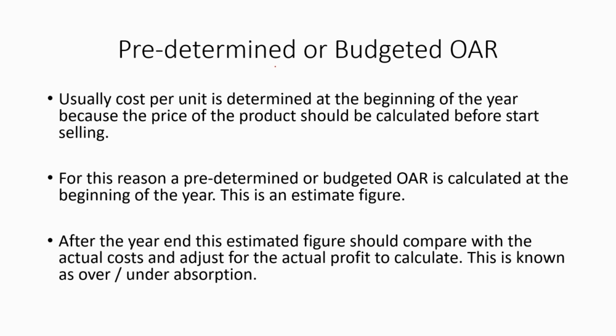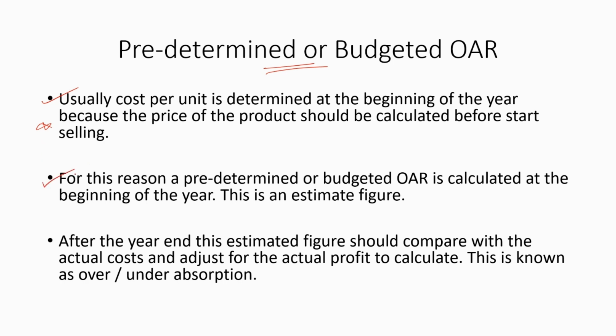Now let's discuss the predetermined budgeted OAR. Usually cost per unit is determined at the beginning of the year because the price of the product should be calculated before starting to sell. You can understand this. Management accountants need to know the cost of a product before they sell it in order to set the prices. Usually at the beginning of the year, they calculate the cost per unit using the budgeted values because actual values are not available at the beginning of the year. But at the end of the year, actual values will be available.